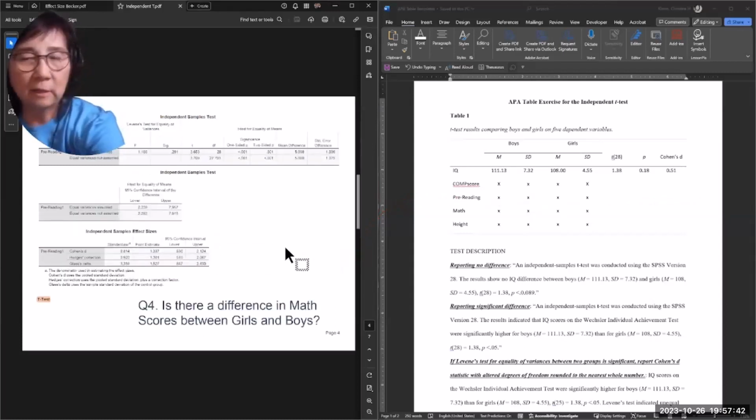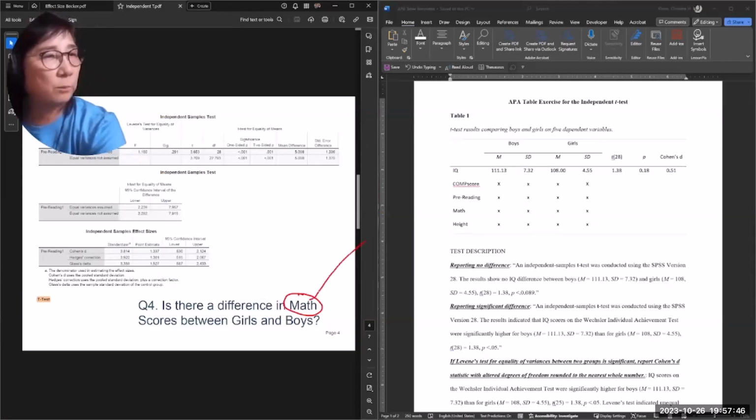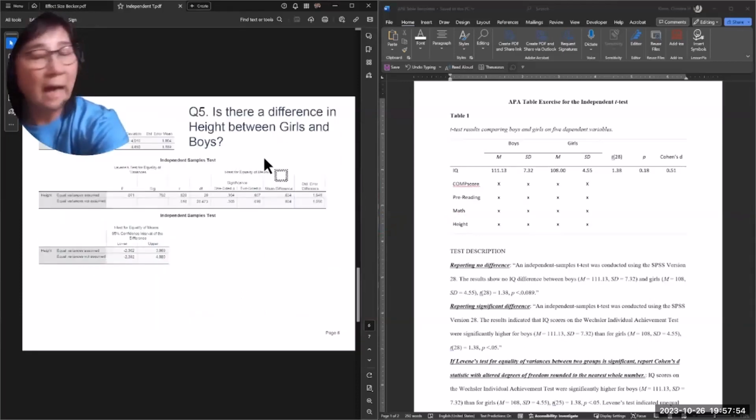Number 4, the math score. So you need to put it in that line. Final will be the height difference between boys and girls. So you have height right there. So you will fill out this line.